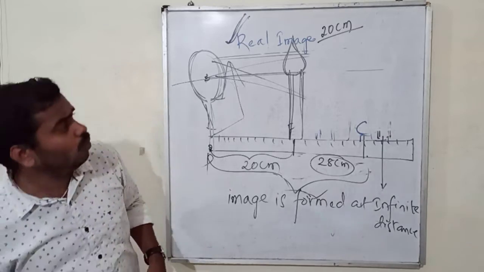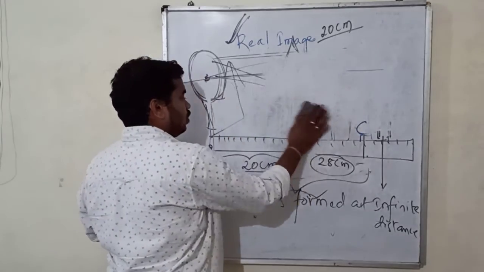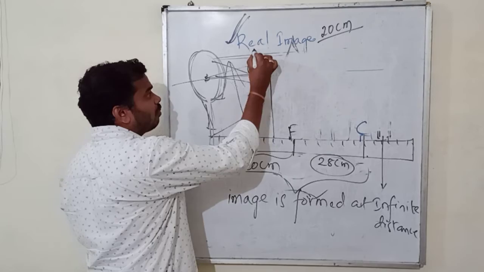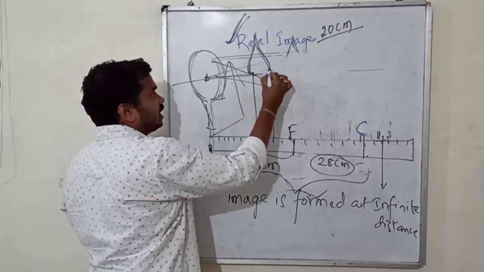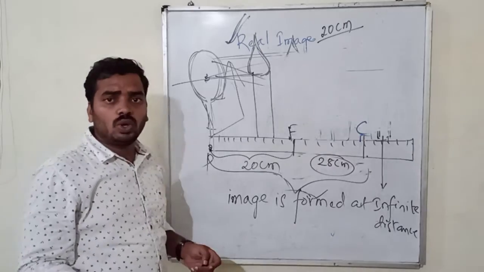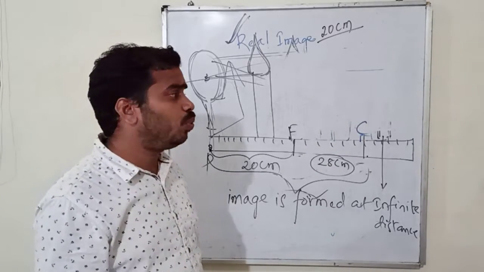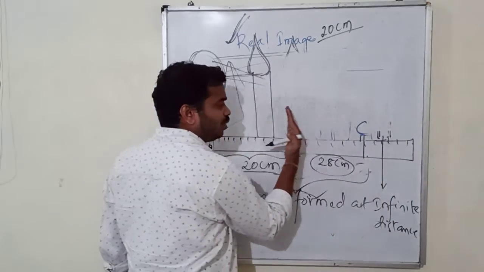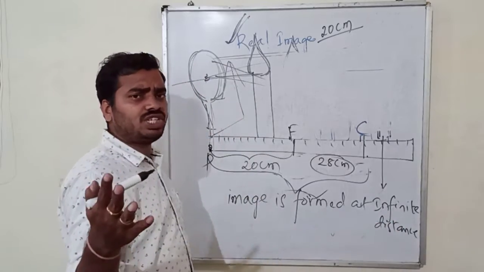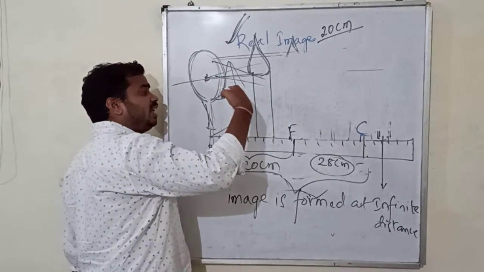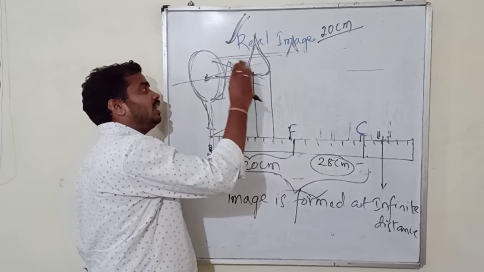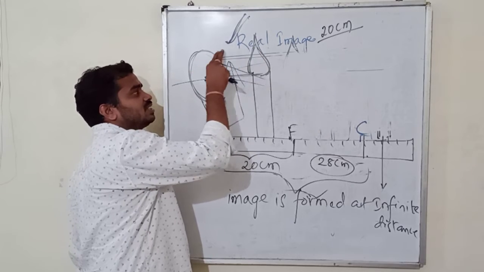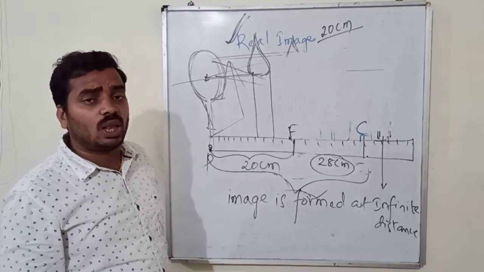Now I move the object between F and C. The object is placed between F and C. Now interestingly, the image won't be observed anywhere upon the meter scale. You start moving the screen upon the meter scale, you cannot find where the image is. Why is the image not formed upon the screen? The image is within the mirror itself. You can see this flame in the mirror, the same flame with an enlarged size.